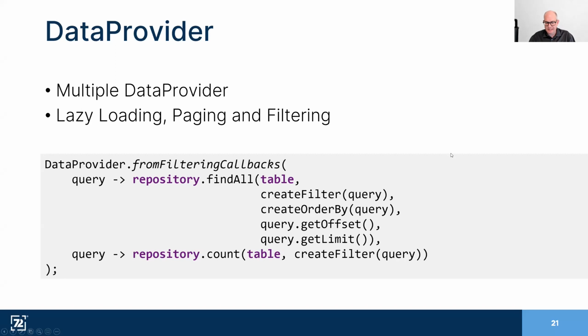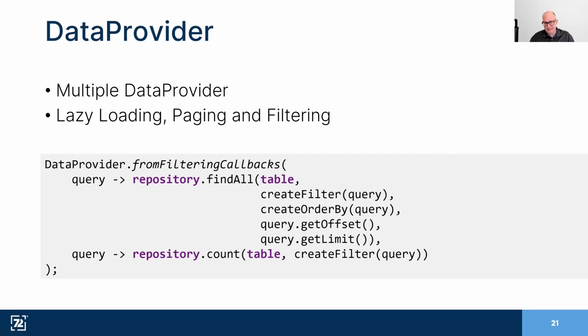And the query contains the paging information, it contains the filtering information, and it contains the sorting information. And together with that, you can then access the data. And on the other hand, the second method is a count method. The count method in the newest version of Vaadin is optional. So you don't need this count method, because sometimes you don't have this count.